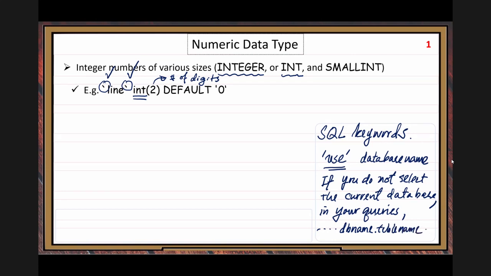Dot, dot, dot, all right? Because in that way, all your queries you need to do this way: DB name dot table name. All your queries you need to do this way, okay? But if you select the current database name, then you can skip the database name dot part, okay? Only type the table name, because the DBMS knows the current database you are using.